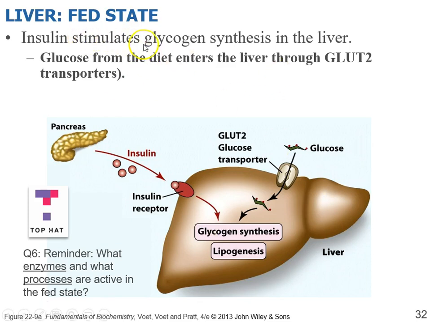So insulin stimulates glycogen synthase. In the pancreas, we will secrete insulin and insulin will bind to its receptor. We won't talk about the details here because that's beyond the scope of this course. I wanted to remind you what enzymes and what processes are active in the fed state. In the fed state, we want synthesis to be active, so we want glycogen synthase to be active. We don't want glycogen breakdown to be active, so we want the glycogen phosphorylase to be inactive. So here's the glucose from our diet. It comes into the liver through those GLUT2 transporters, and we're going to use that to make glycogen.